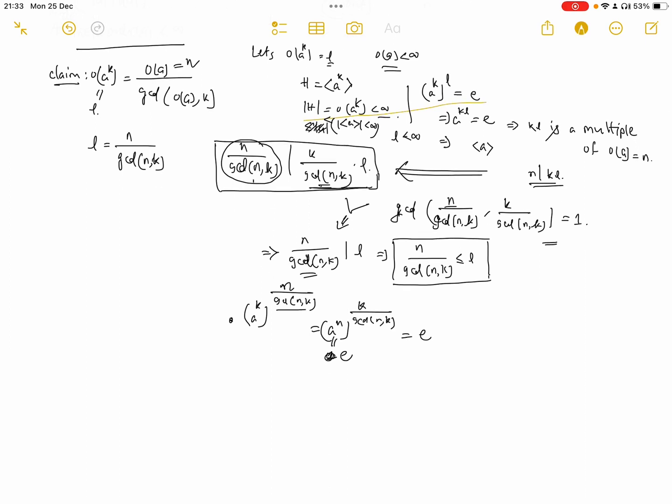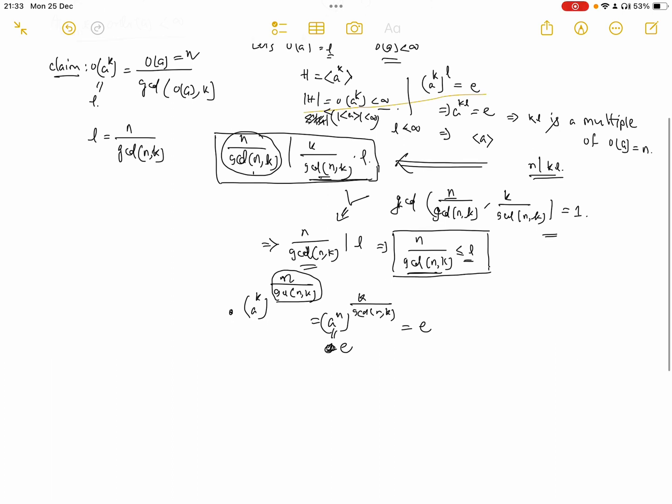So you get that this is indeed a natural number such that when you raise A power k to it, you get the identity. And this is the smallest of all such natural numbers by this, right? Because this quantity is always less than or equal to any other L. So by definition of order, you get that the order of this is precisely n by the GCD of n and k. So that is an important and useful formula.